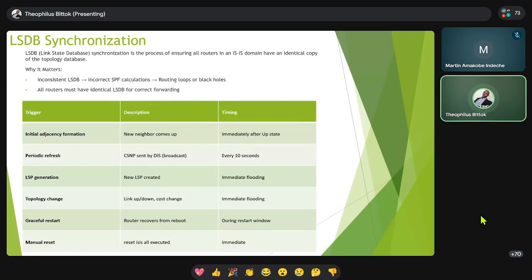Now, ISIS, being the fact that it supports TLVs, you may find at times, for example, a router does not support some TLV. Maybe that TLV is supported by a different vendor, but the router that is forming an adjacency with it does not support it. So that router will just silently ignore that TLV.